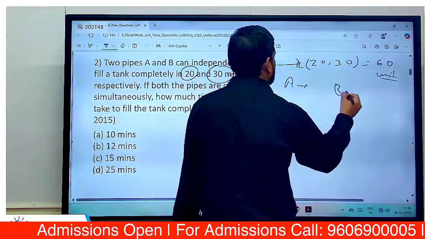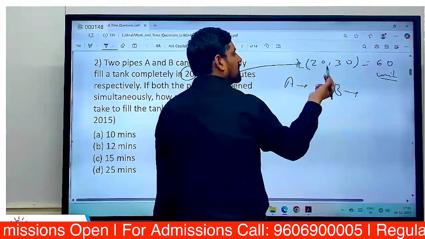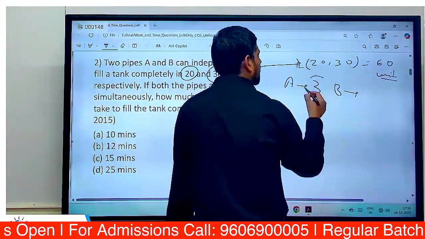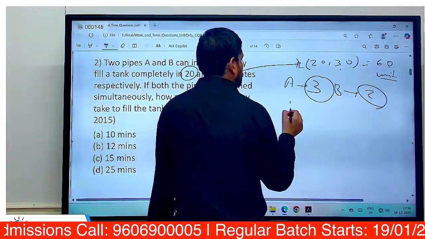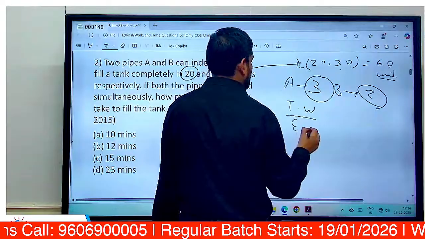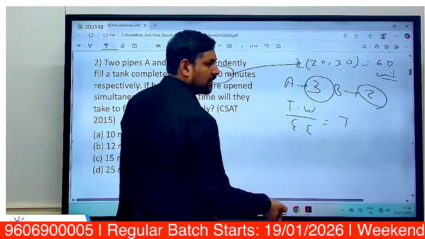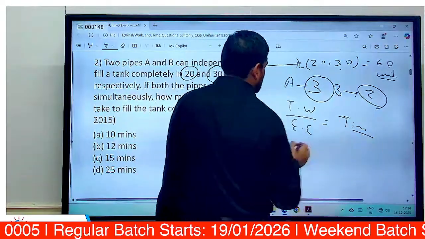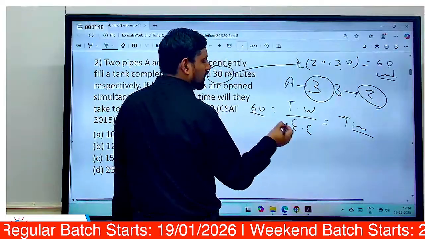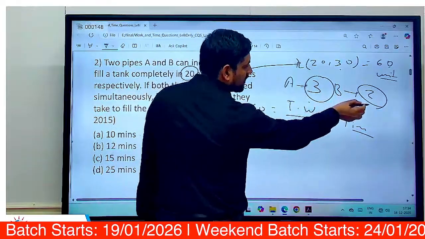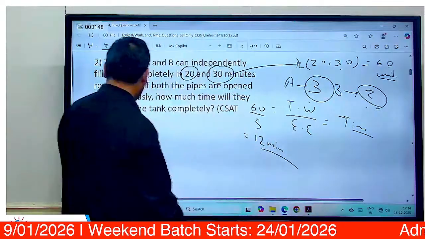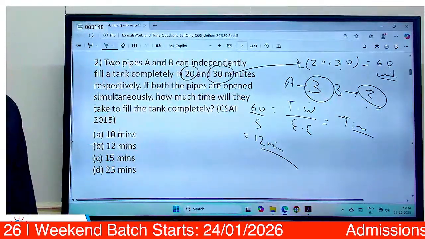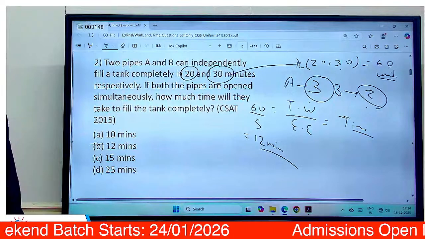Then A and B, what are their efficiencies? 60 by 20 is 3, 60 by 30 is 2. So total work divided by effective efficiency will give you the time. Correct? What is the total work? Total work is 60. Effective efficiency 3 plus 2, 5. What you get? Right? Fine. Same process.